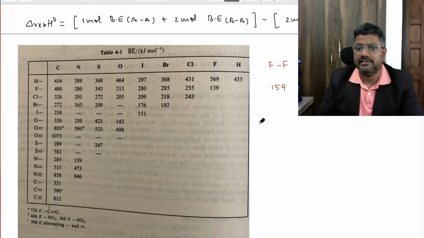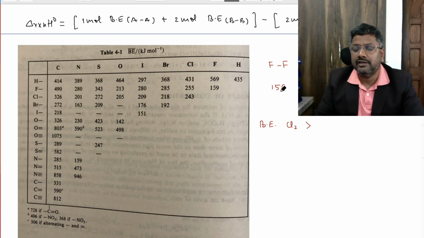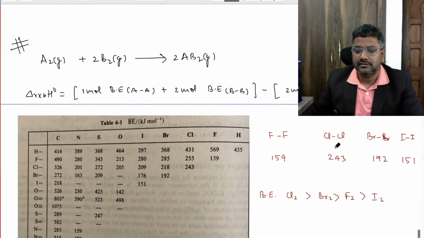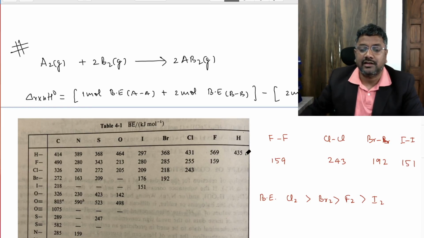So the bond energy is maximum for Cl2, then 243, after that 192 and 159, so Br2, and then F2, and then I2. So see here, FF, CL, BR, II. So if you compare, see in the range of 200, 250, but HH 435.